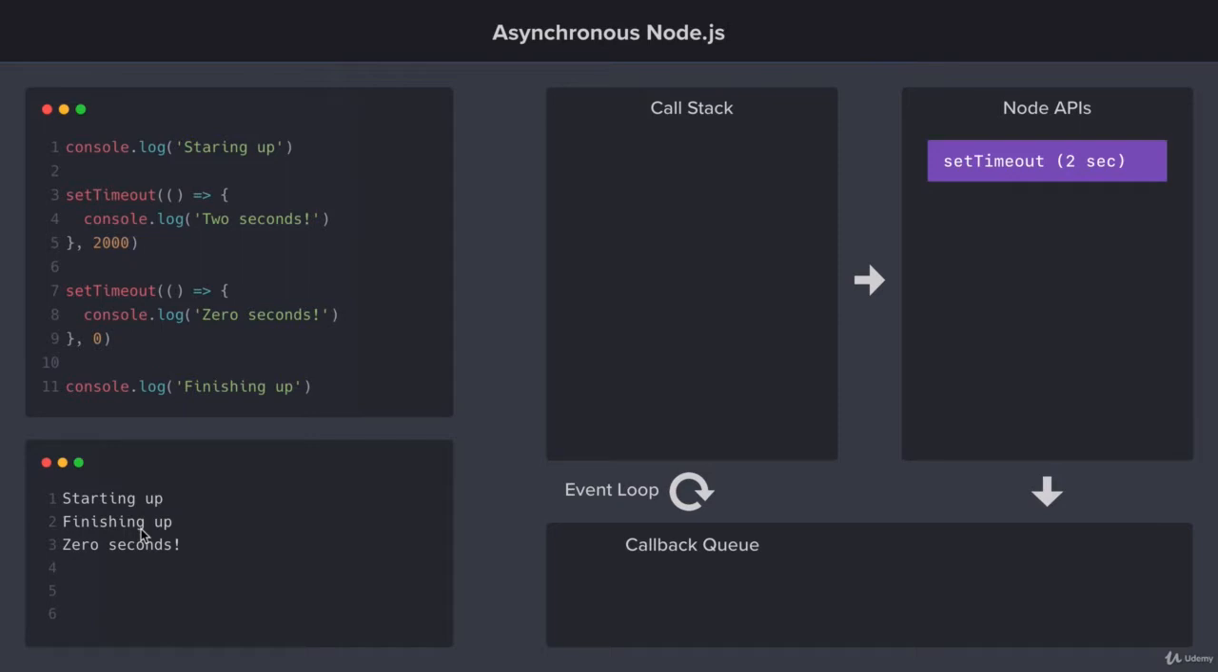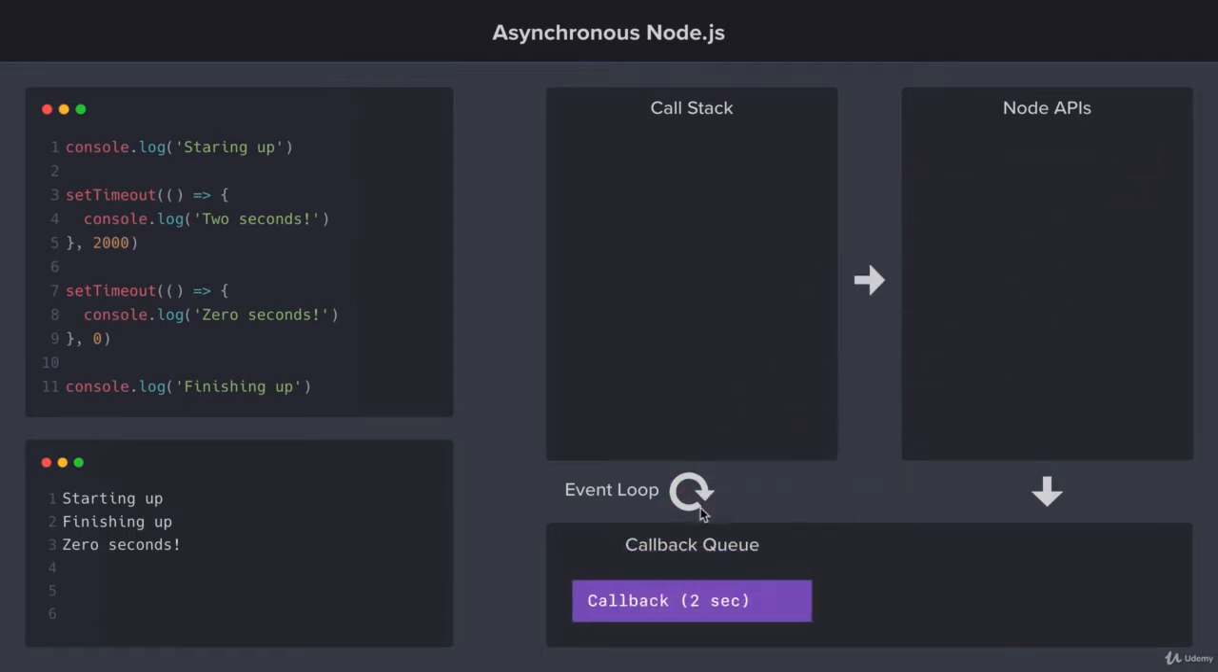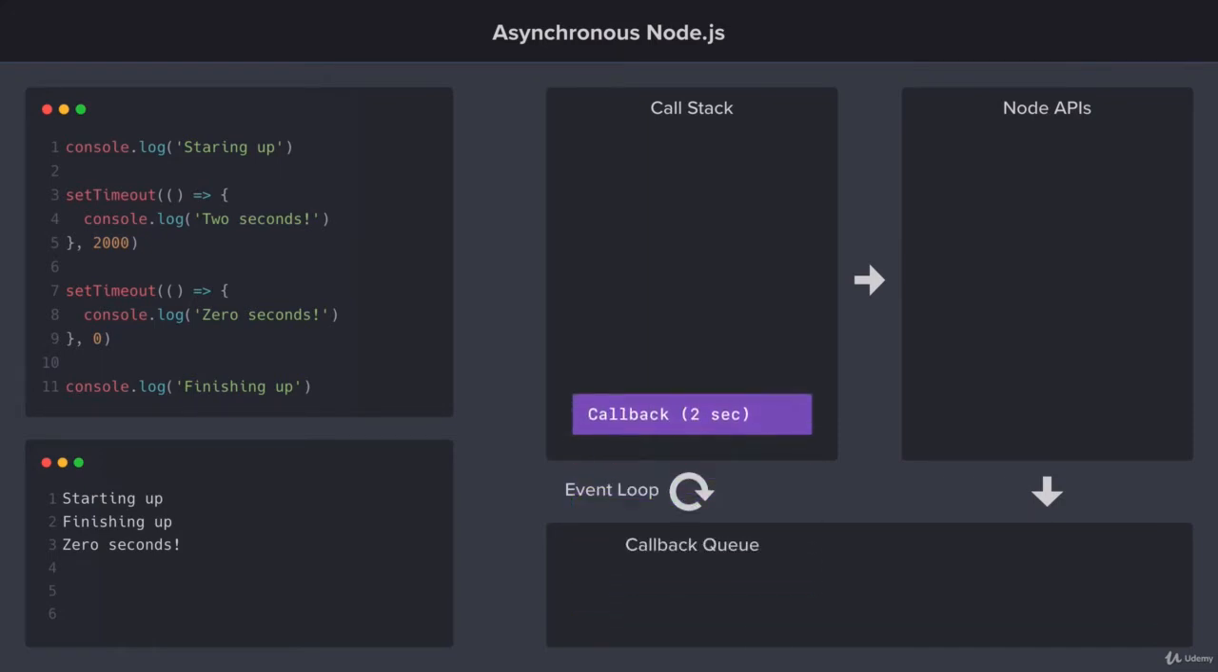So at this point, the program still isn't done. The call stack is empty. The callback queue is empty, which means the event loop can't do anything. The program just sits there for 2 seconds. At that point, our other event is done. Its callback gets pushed onto the callback queue. The event loop detects that. It notices the call stack is empty, which means it's ready to run. It takes that callback, bringing it up to the call stack, and it executes it.